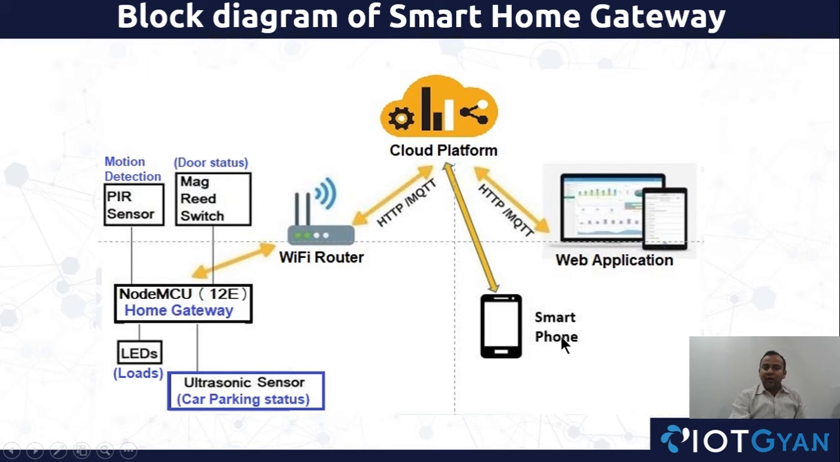And then the backward flow, or the backward communication. If I want to switch on or switch off the LEDs, which are representing the AC, pump or fan available at my smart home, I can do it by pressing a button in one of the smartphone applications or in the web UI. The command will go from this application to the cloud, again travel to the router, and finally reach my NodeMCU, which is acting as a smart home gateway, and it will actuate the corresponding action on the LEDs.